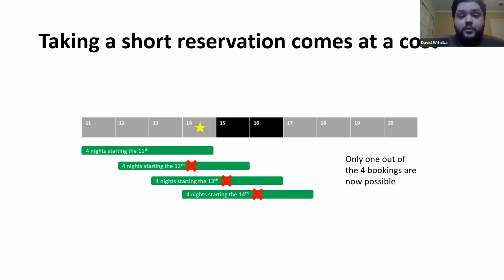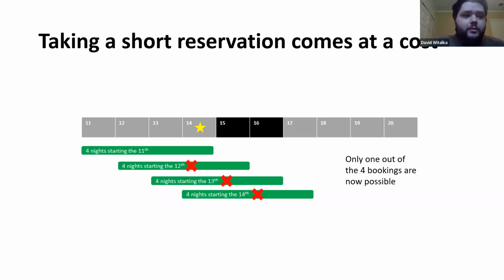The problem is that for the 14th, we had all those possible four-night bookings before, but three of the four are no longer possible. If someone comes to your site and wants to book from the 12th to the 15th, they can't, nor could they book from the 14th to the 17th. That intrinsically makes the 14th less likely to get booked. And this is what we call the opportunity cost. You took a booking for the 15th and 16th and got the guaranteed revenue, but there was also the cost of losing some potential revenue on the 14th.